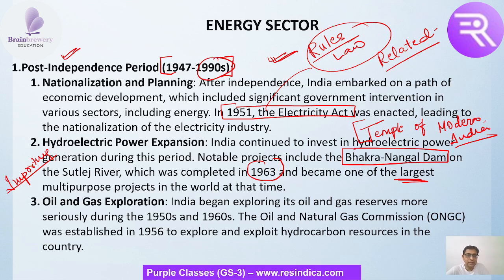So oil and gas is being treated as an integral part of the Indian economy, and government said that we will be importing from outside, but at the same time we need to explore our own oil and gas reserves. So in the 1950s and 60s, oil exploration started, and ONGC, Oil and Natural Gas Corporation of India, came into being in 1956. The purpose is to explore and exploit the hydrocarbon resources in our own country.